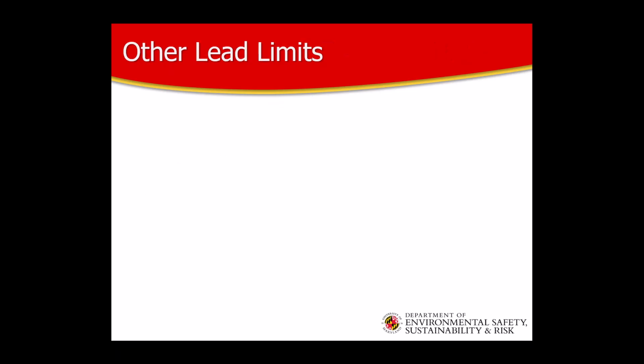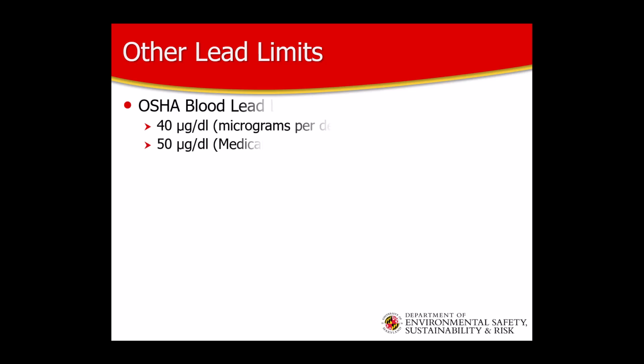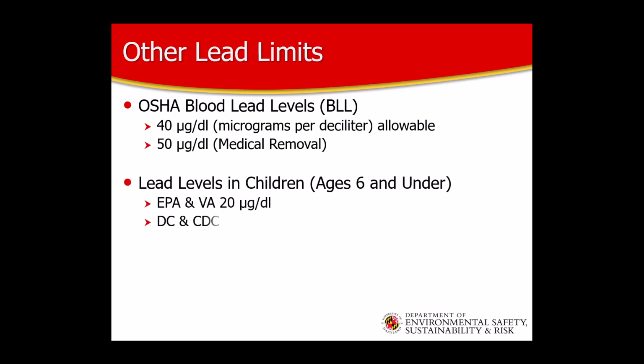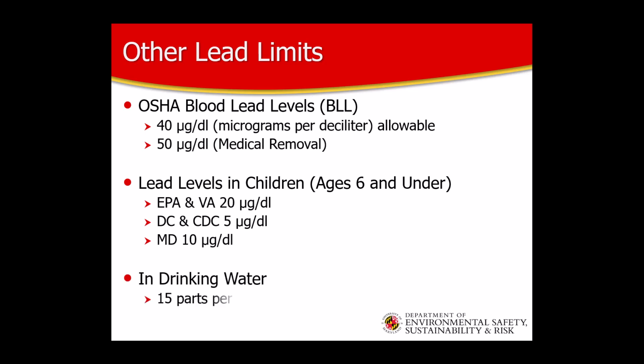Other lead limits of importance include the OSHA blood lead levels, or BLL. Up to 40 micrograms per deciliter of lead is allowable in our blood, while 50 micrograms per deciliter require immediate medical removal from work. Additionally, lead in drinking water can be up to 15 parts per billion. Note how all lead levels are lower for children when compared to adults.